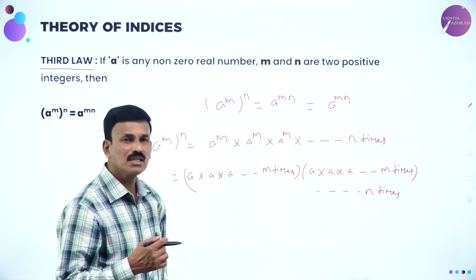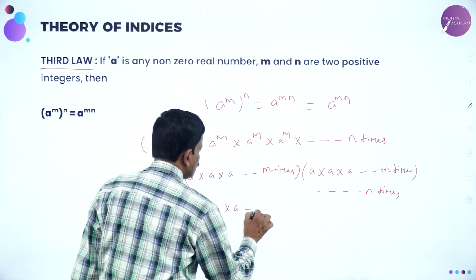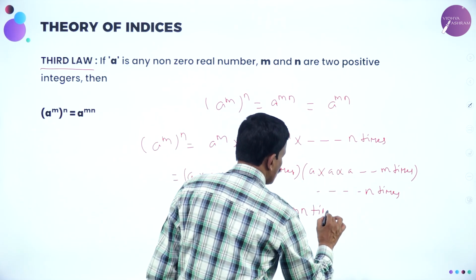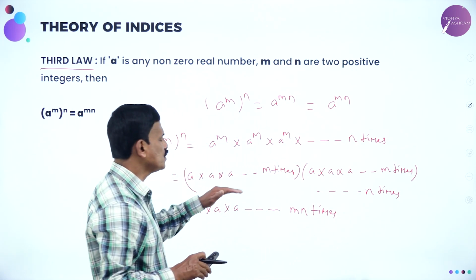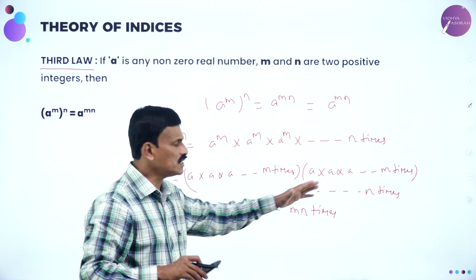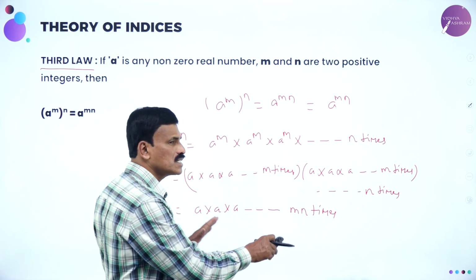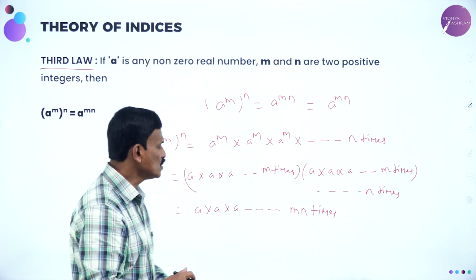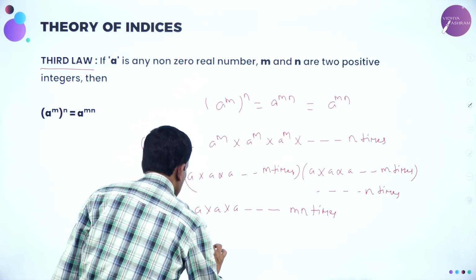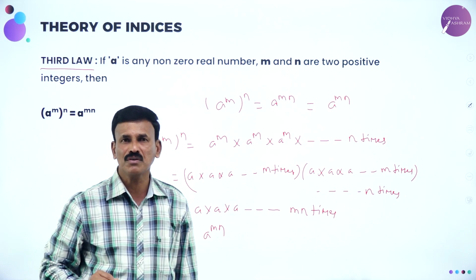Okay. Now what is this equal to? Since this is the product, therefore this can be written as a into a. How many times? mn times. That's it. All see here, a into a m times, a into a m times, a into a m times, etc. n times are there. All a into a, how many times? That is nothing but m into n times. So this is nothing but a into a mn times, which is nothing but a to the power of mn.